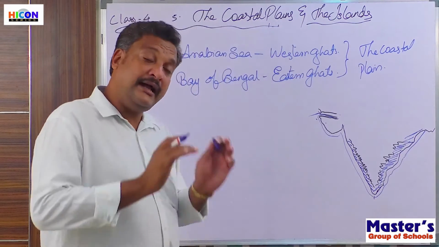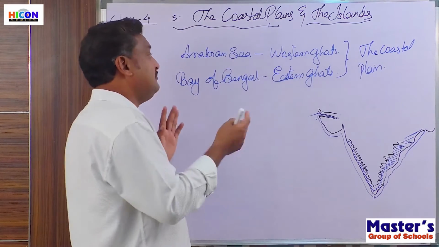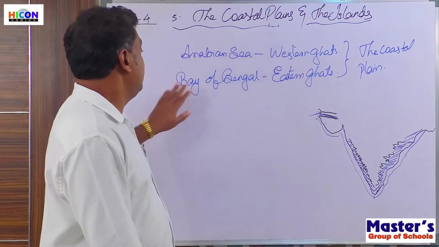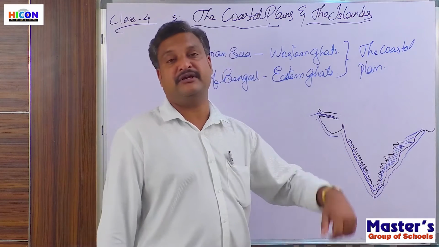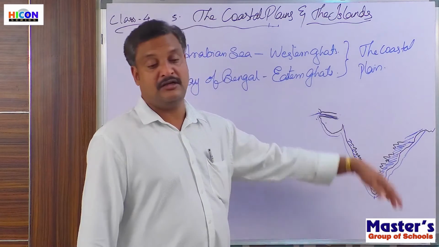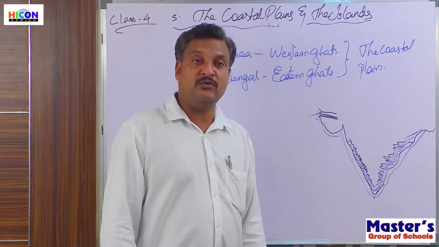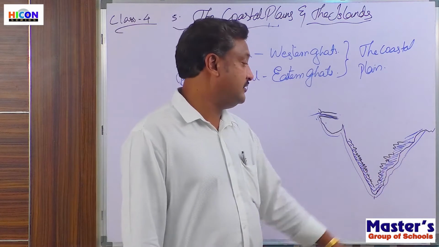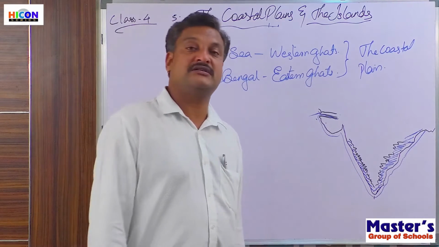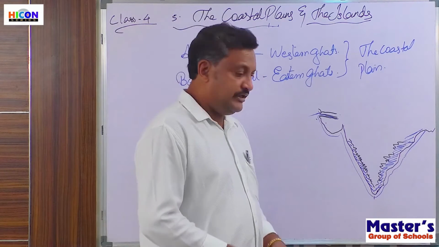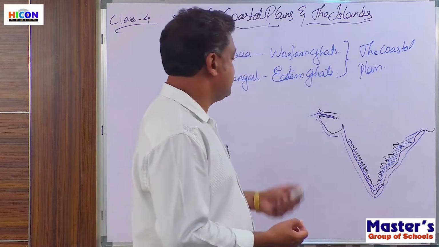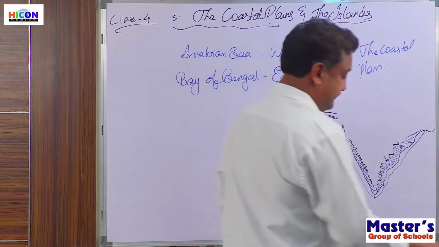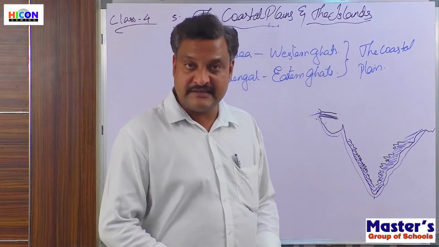Okay, so the land region that is found in between the Arabian Sea and the Western Ghats on the western part of India, and the Bay of Bengal and the Eastern Ghats on the eastern part of India is called the coastal plains, right? So in South India, we have two coastal plains. One is the Eastern Coastal Plain, and the second is the Western Coastal Plain, right? So now we need to study a bit more about these two regions, and we will start with the Eastern Coastal Plain.